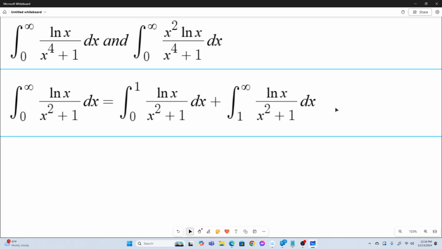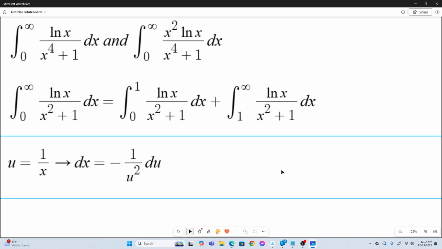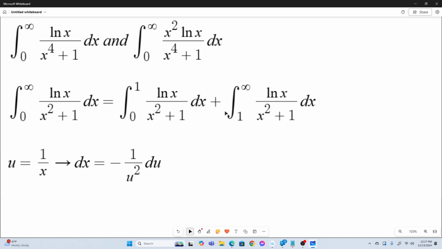So what we do is we split that integral at the point x is equal to 1. We split it into two separate integrals. So we have that integral is equal to the sum of those two integrals. That just uses the property that the integral from a to c is equal to the integral from a to b plus the integral from b to c. All right. Now we perform the following substitution on the second integral right here.